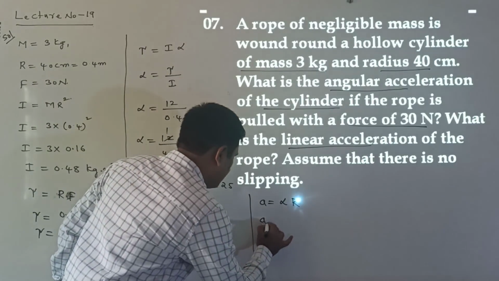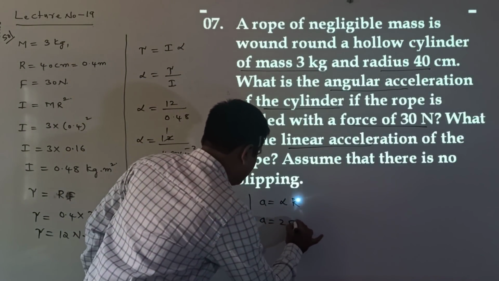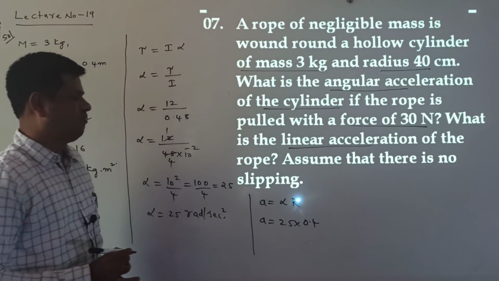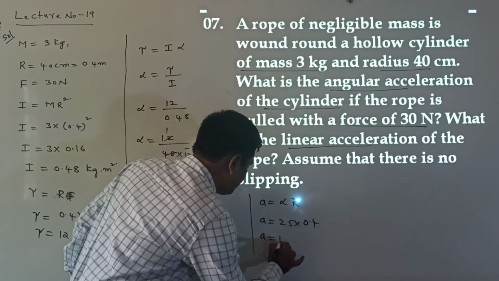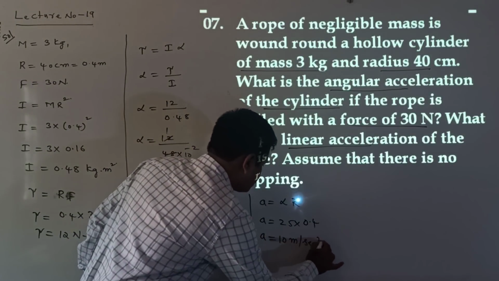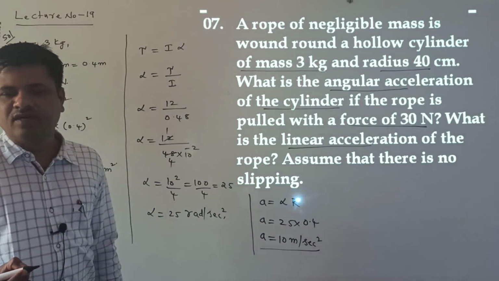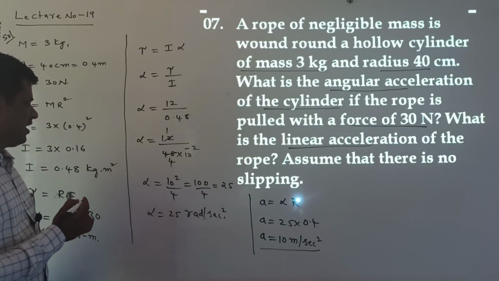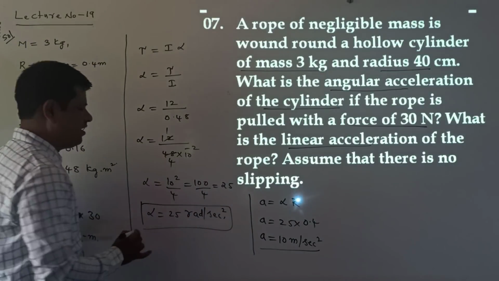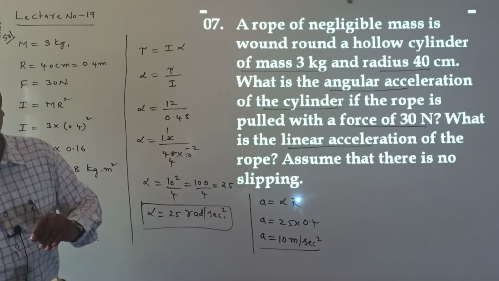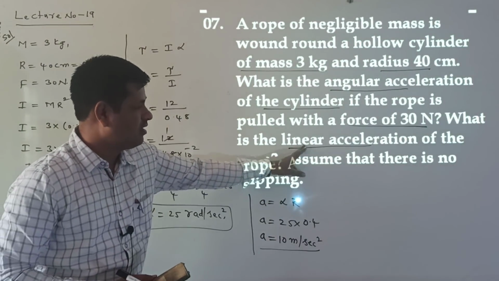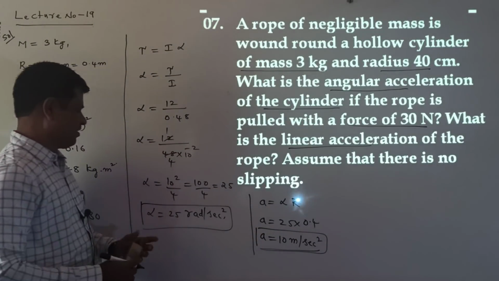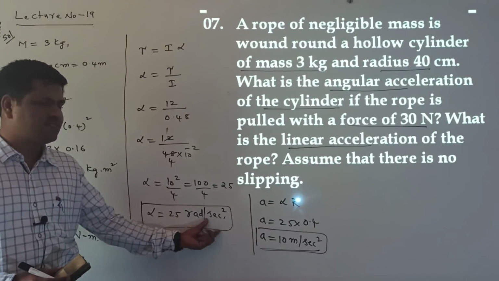Now alpha is equal to 25 and radius is equal to 0.4. 25 fours are 100, so A is equal to 10 meter per second square. This is the value for the linear acceleration. The angular acceleration value is 25 radian per second square. Both are being asked: linear acceleration is 10 meter per second square, and angular acceleration is 25 radian per second square.